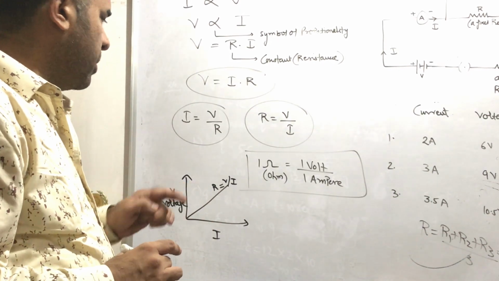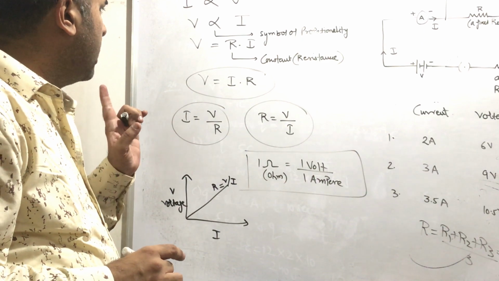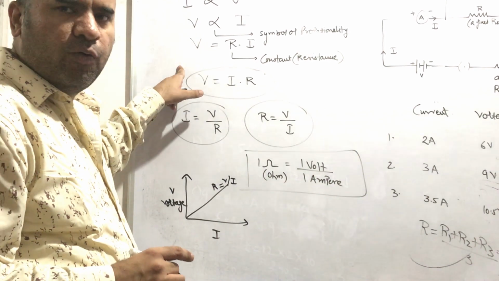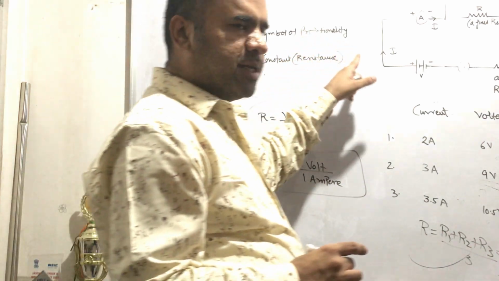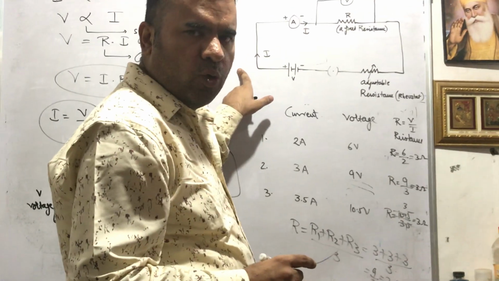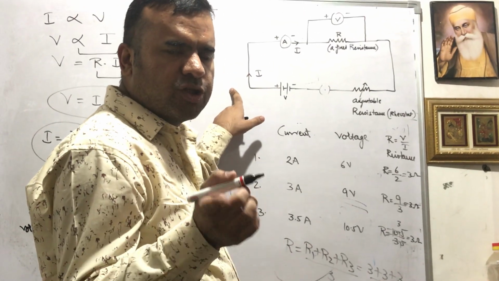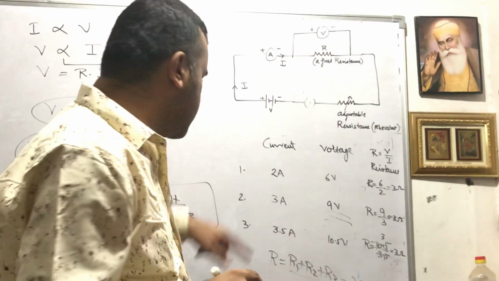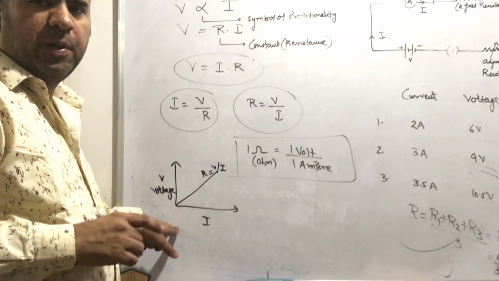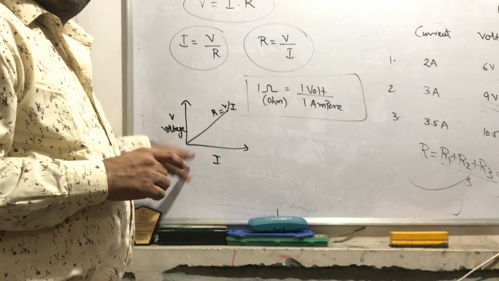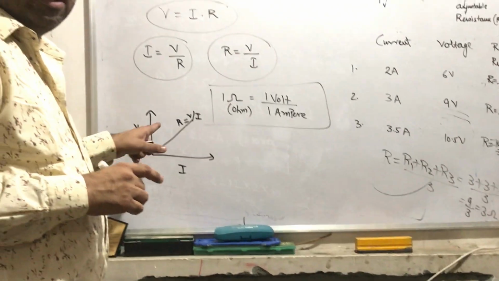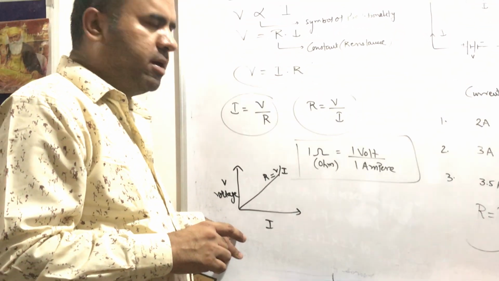So this is all about Ohm's law. This is the derivation to prove Ohm's law. This is the experiment to verify Ohm's law, with the help of which we verify that resistance is constant. And this is a simple graph to verify Ohm's law that resistance is constant.